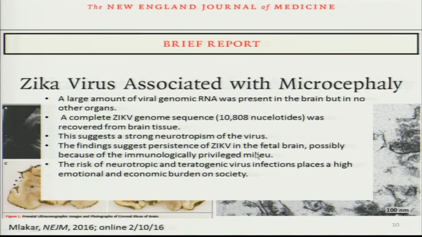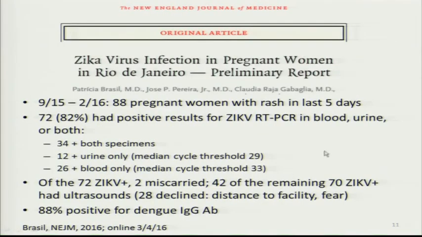It's interesting that the virus persisted and was present in fetal brain some 7-8 months into the pregnancy, whereas the mother had been fine for many months. So this is an immunologically protective site. I think this is also why there's virus in testis, in eye, and other locations. The risk of neurotropic and teratogenic virus infections places a high emotional and economic burden on society, and I think this is one of the reasons Zika is catching a lot of attention.